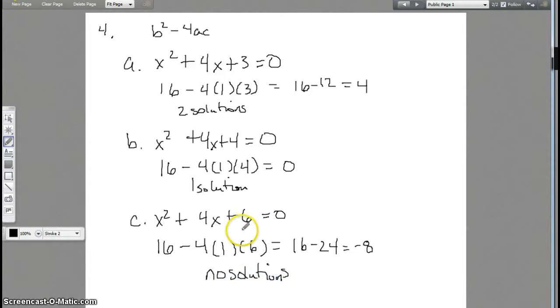So we have our equation in standard form. When you calculate b squared minus 4ac, if it's equal to 0, then we have one solution. If it's greater than 0, we have two solutions. If it's less than 0, we have no solutions. Okay, so that was number 4, which is just like number 11 that I assigned for homework.